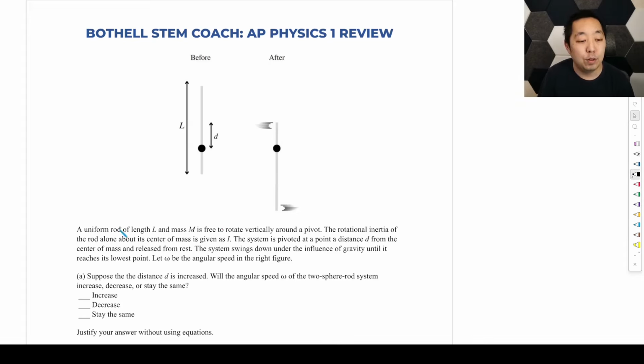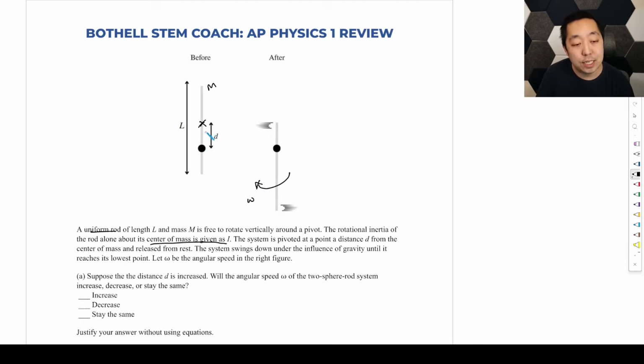Here we have a uniform rod of length L and mass M, free to rotate vertically around a pivot. The rotational inertia of the rod alone around the center of mass is given as I. The system is pivoted at a distance d away from the center of mass and released from rest. The center of mass, because it's a uniform rod, is halfway, so it's L over 2. The system swings down under the influence of gravity until it reaches the lowest point. Let omega be the angular speed there. So this thing's going to rotate with an angular speed omega.